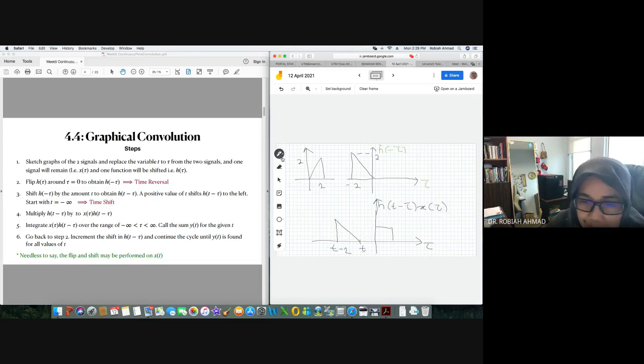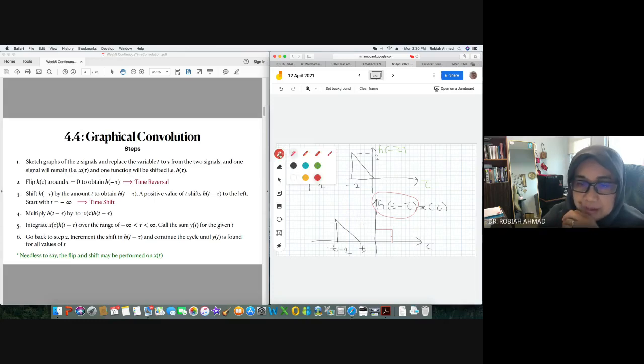Okay. And I change this one, this one I change to red. What we do next for this fourth step is move this h, because it passes through this part. So we will move this towards the xt and then see how much it will overlap. Okay. Another color, green.